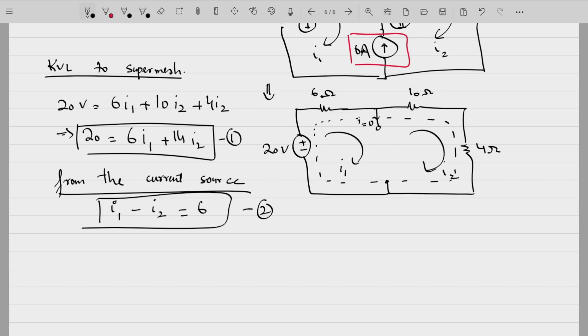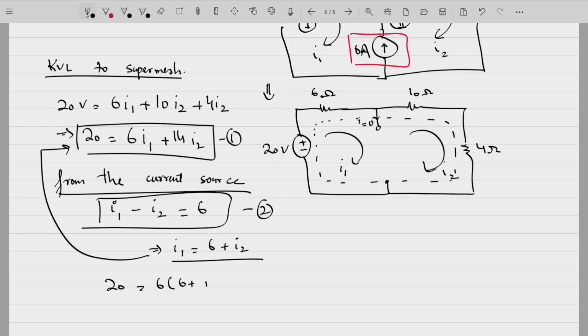We have two equations. From this equation you'll get I1 is equal to 6 plus I2. Substituting this in equation number 1, you get 20 is equal to 6 into (6 plus I2) plus 14 I2, which implies 20 is equal to 36 plus 6 I2 plus 14 I2, which implies I2 is equal to 16 by 20, or minus 4 by 5 amperes.